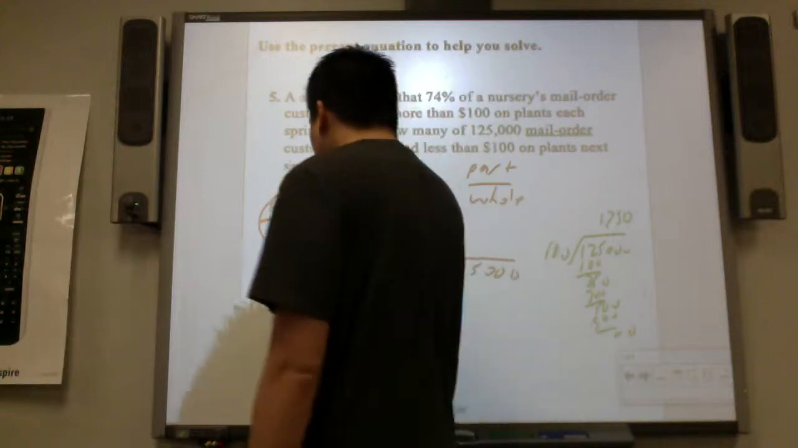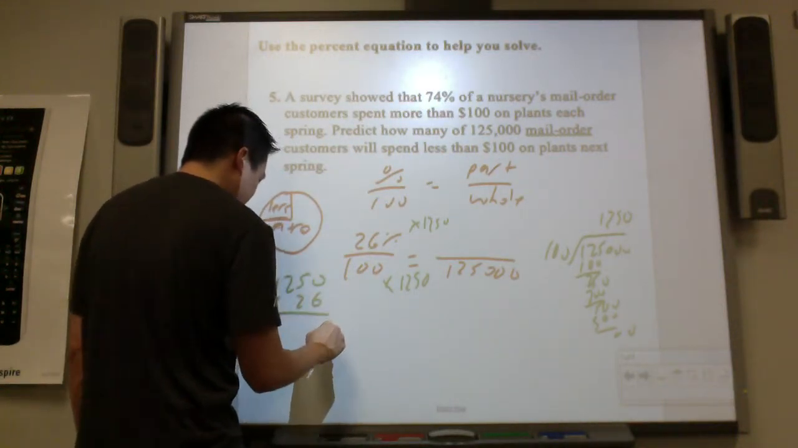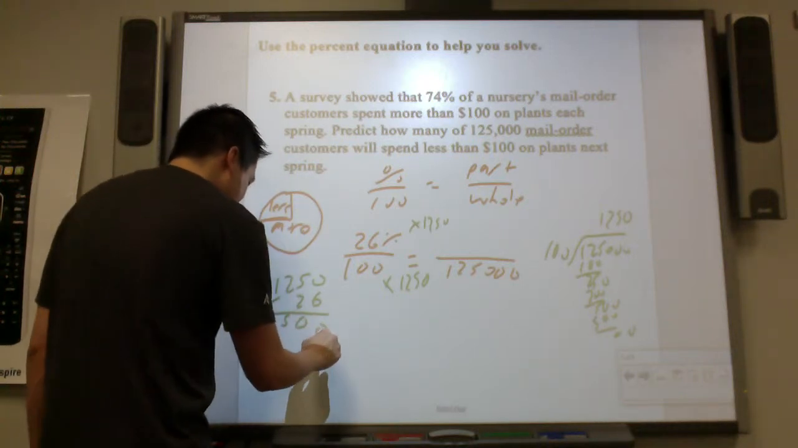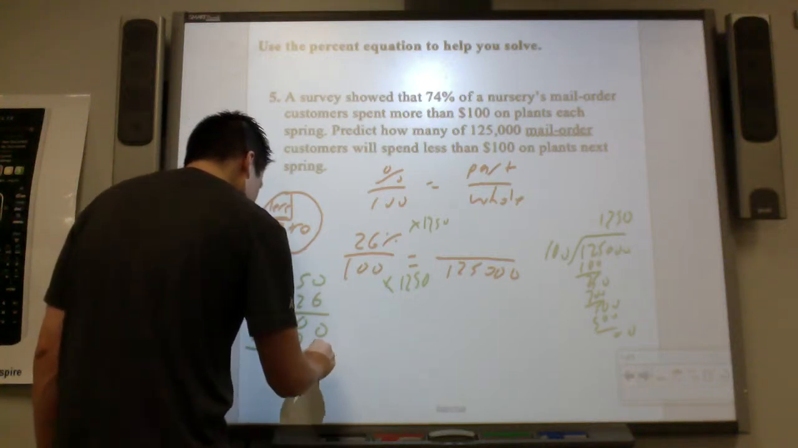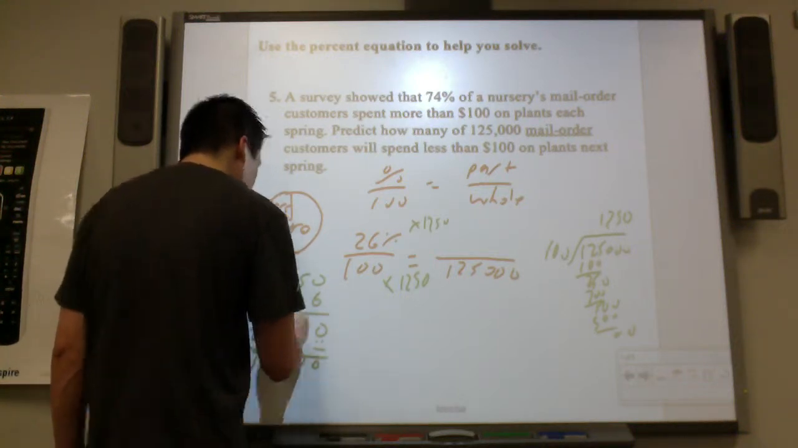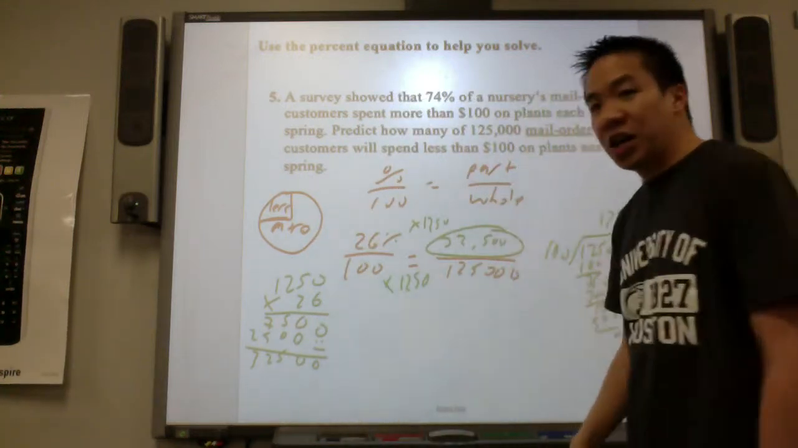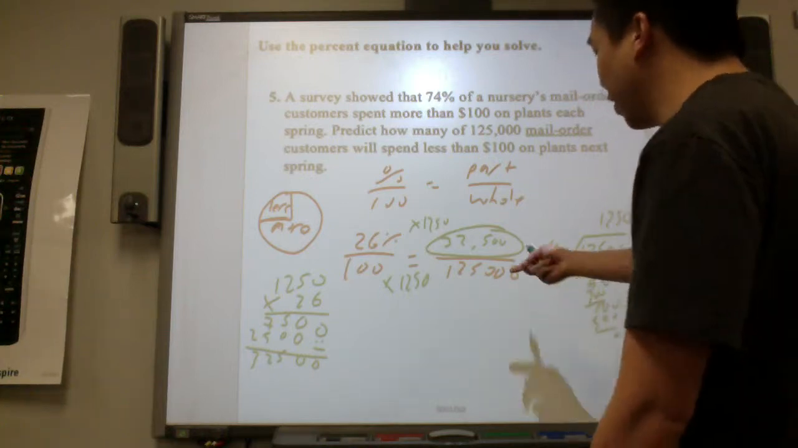So what is 1,250 times 26? That's 0, 30 carry the 3, that's 15 carry the 1, that's 7. Placeholder, 0, 10 carry the 1, 5, 2. 0, 0, 5, 12. So 32,500 of the customers spent less than $100 out of 125,000.